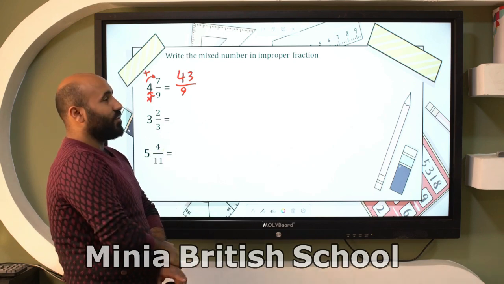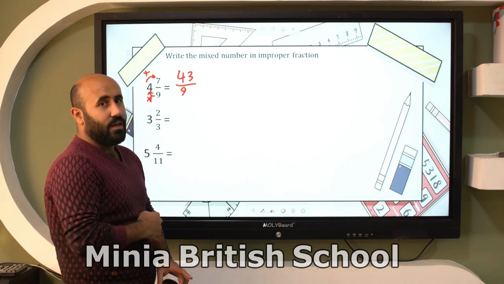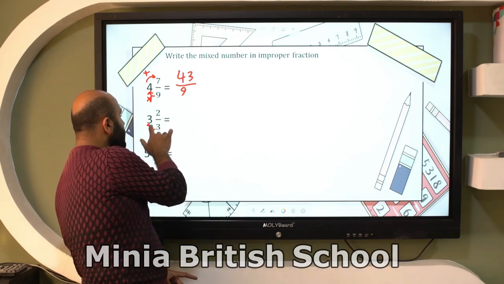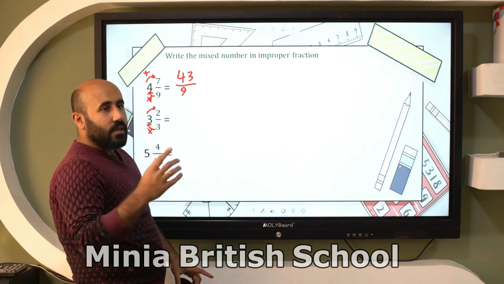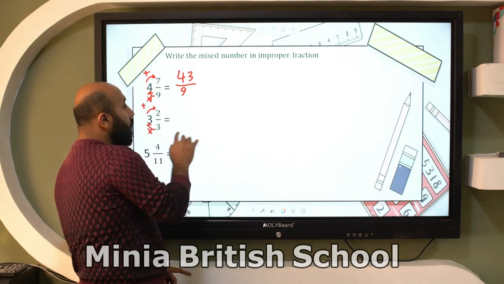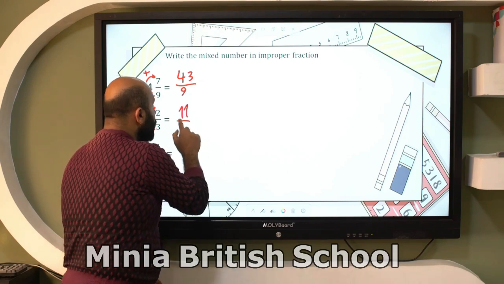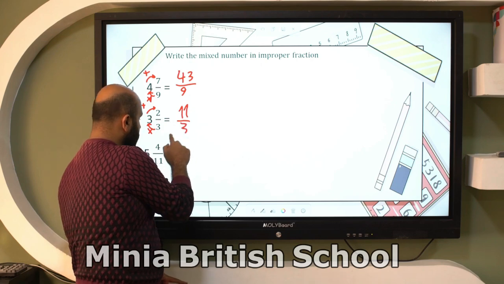If I want to convert 3 and 2/3, or in other words, 3 and 2 over 3, into an improper fraction, first, 3 times 3 equals 9. 9 plus 2 equals 11. So where should I put the 11? Put the 11 in the numerator. And what about the denominator? It will stay as it is. Here it is 3, so it will be 3.